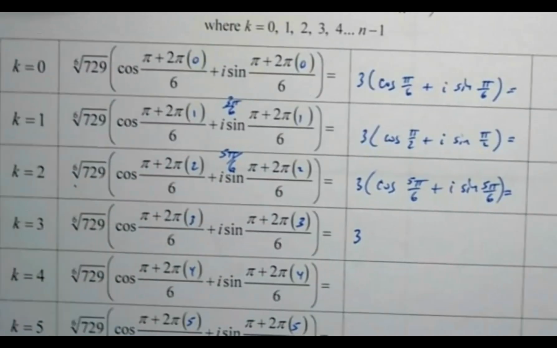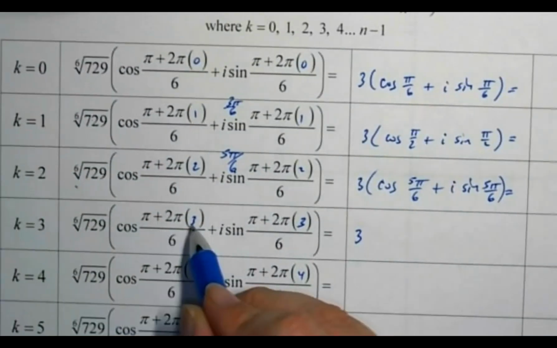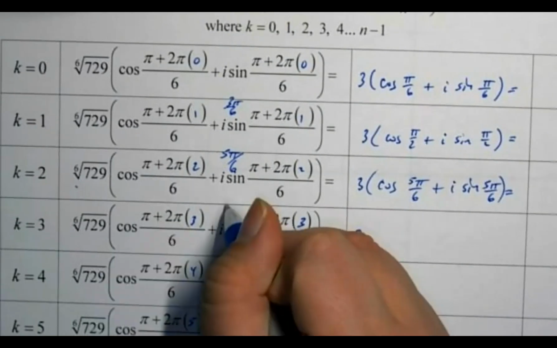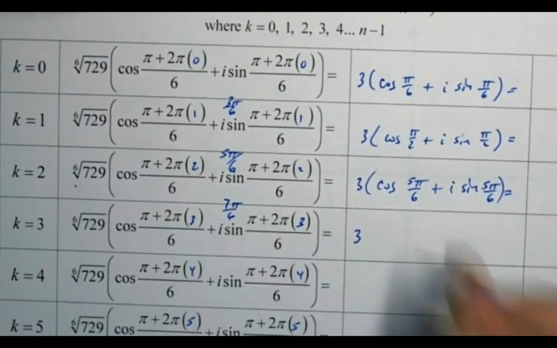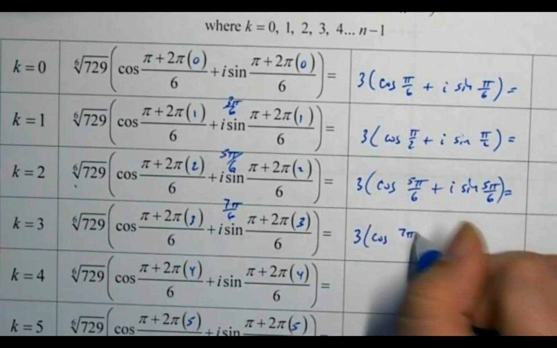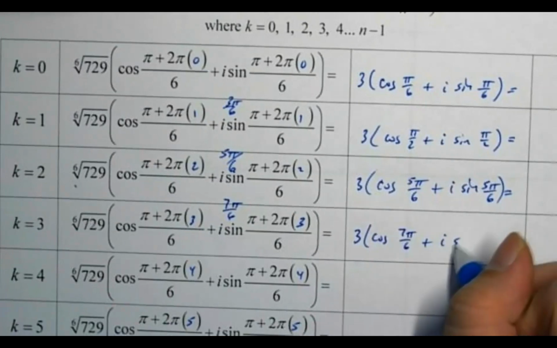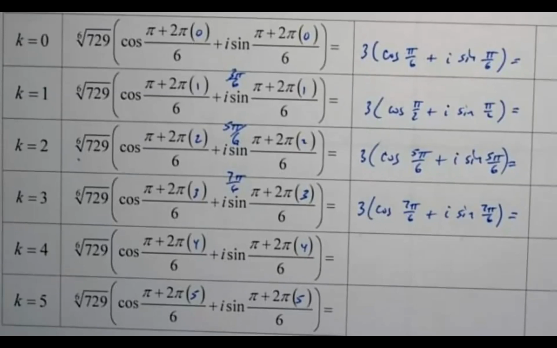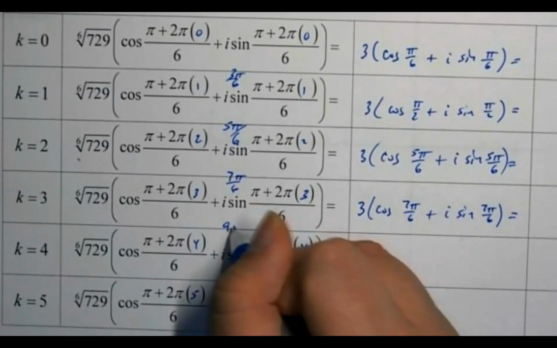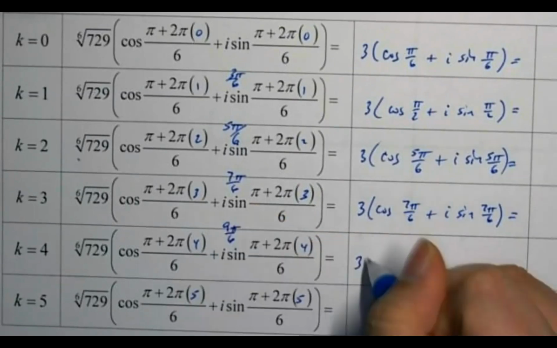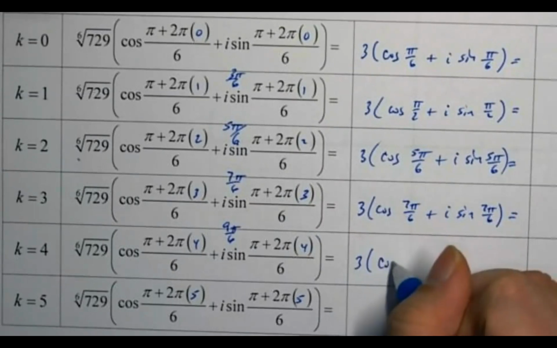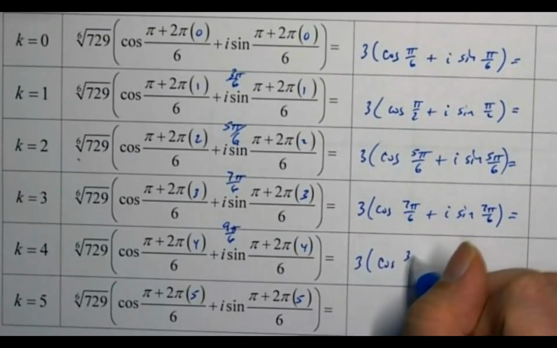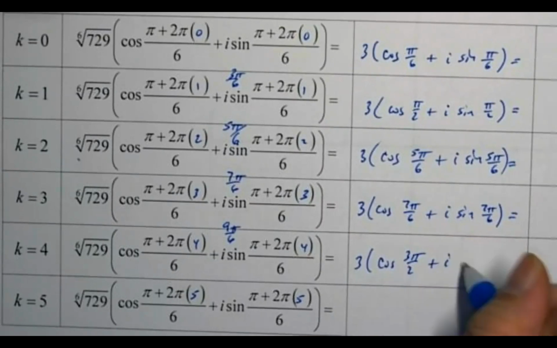When k is 3, 2 times 3 is 6. 6 plus 1 is 7. This is 7 pi over 6. So 3 times the cosine of 7 pi over 6 plus i sine 7 pi over 6. K is 4. 2 times 4 is 8. 8 plus 1 is 9. That is 9 pi over 6. And I can reduce that. So this is 3 times 9 pi over 6, which is 3 pi over 2. So cosine 3 pi over 2 plus i sine 3 pi over 2.